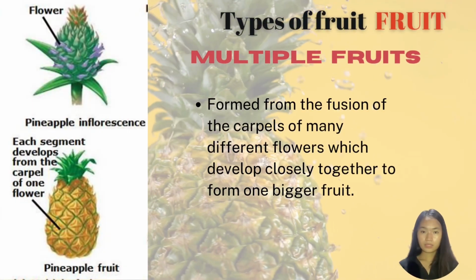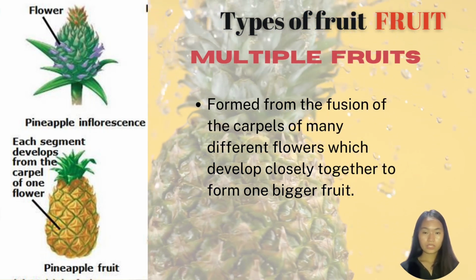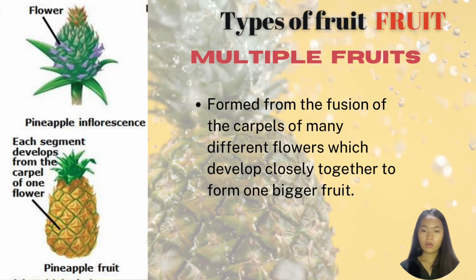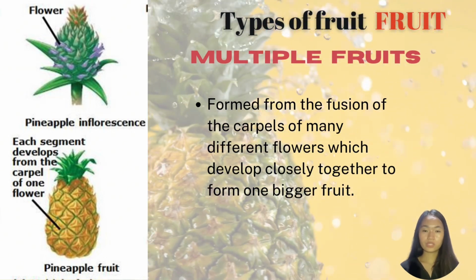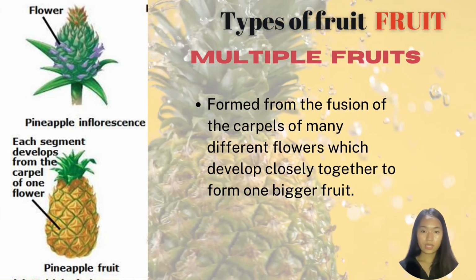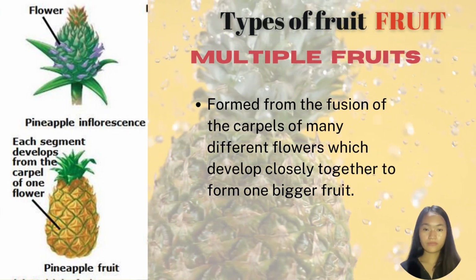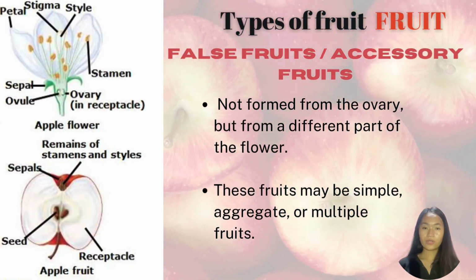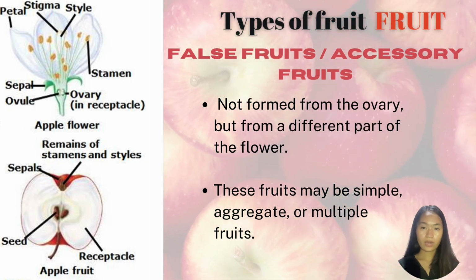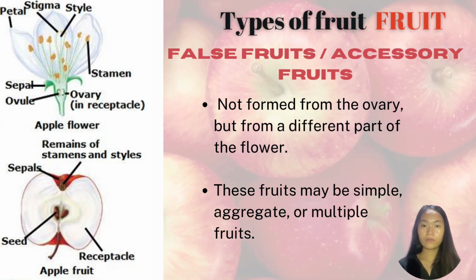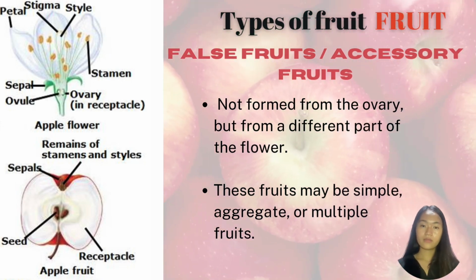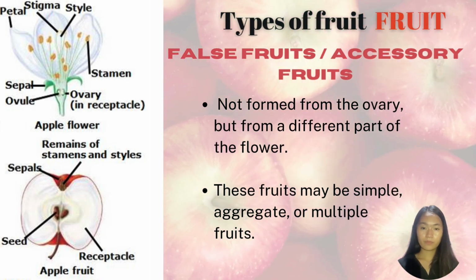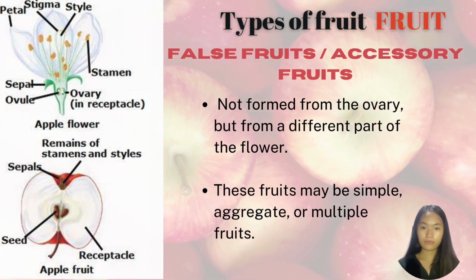Then multiple fruits, which is a fruit formed from the fusion of the carpels of many different flowers which develop closely together to form one bigger fruit. And lastly is false fruits or accessory fruits, where the fruit is not formed from the ovary but from a different part of the flower, and these fruits may be simple, aggregate or multiple fruits.